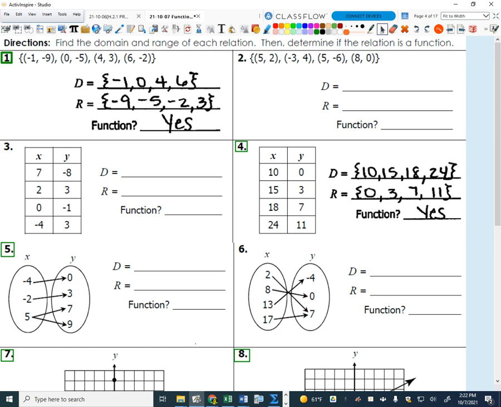Okay, it's telling us it is a function. How come? Each input only has one output, right? So it passes the function test. It is a function. Okay, let's try number 2.